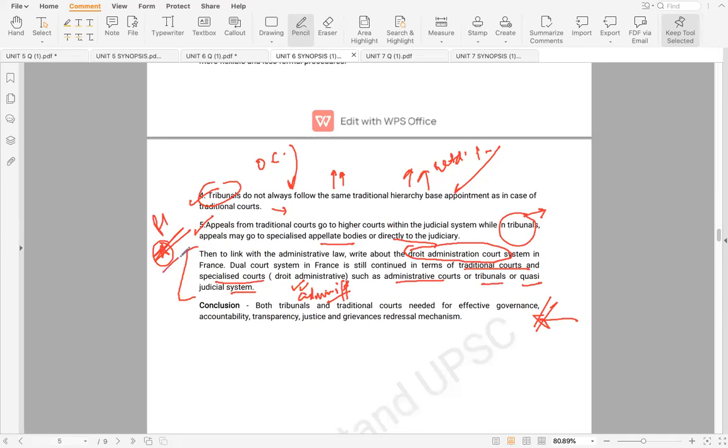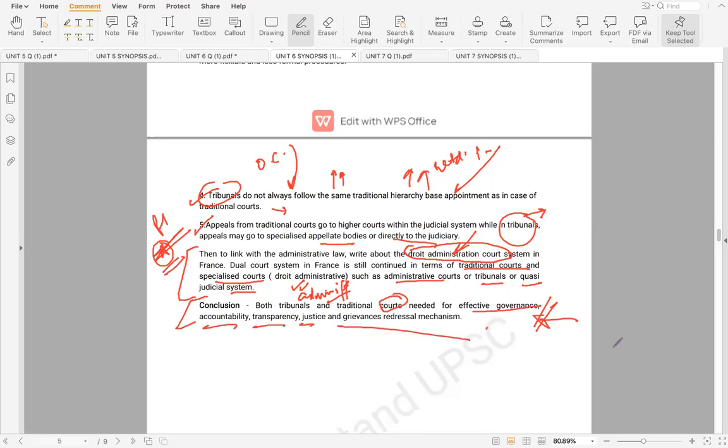Because it's a paper one question, you also try to link it with the administrative law aspect, and you can talk about joint administration in this case. To conclude, try to include certain keywords for the purpose of which courts are established in the first place and conclude with them. So, for example, effective governance, accountability, transparency, justice, and grievance redressal. Right? This is about this question.